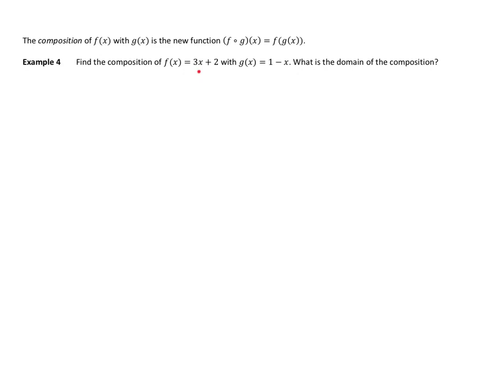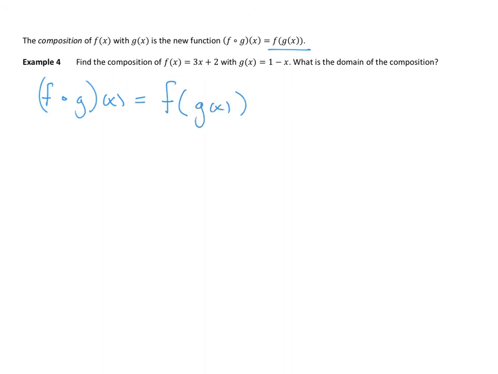Here we have f of x is equal to 3x plus 2, and g of x is equal to 1 minus x. So if we want to find f composed with g of x, the formula over here says take your function f, and wherever you see an x, you're going to replace it with a g of x.